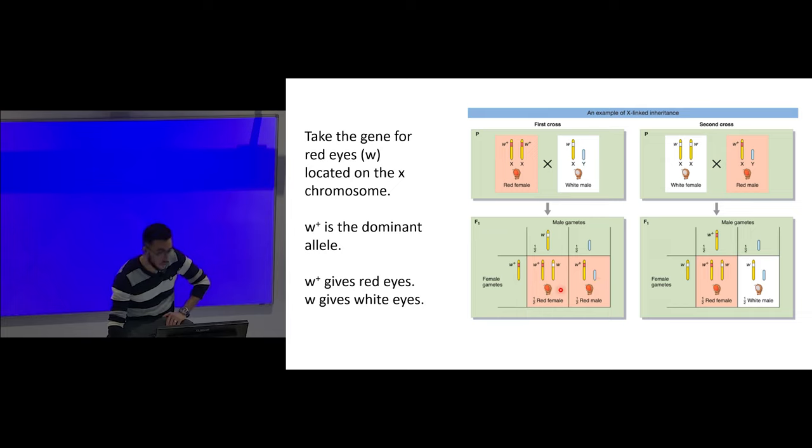Can you see how the male, if he had only the W plus copy, it would have red eyes, right? And because it only has one X chromosome and it got the recessive copy, then it ends up with white eyes, right? While this heterozygous individual, because it has two copies, but one of them is W plus, then it has red eyes. Make sense?